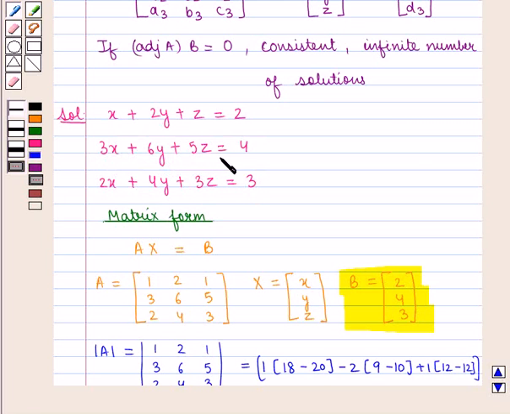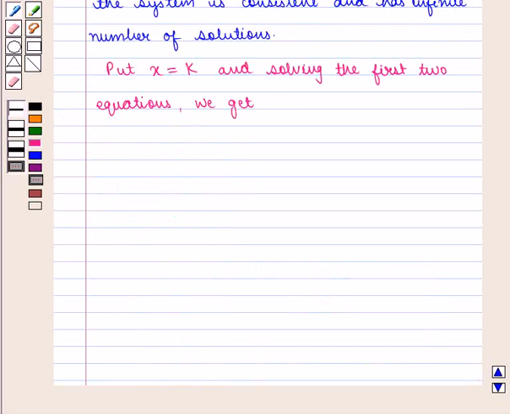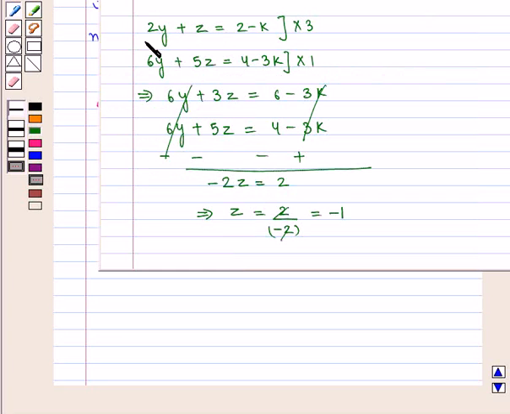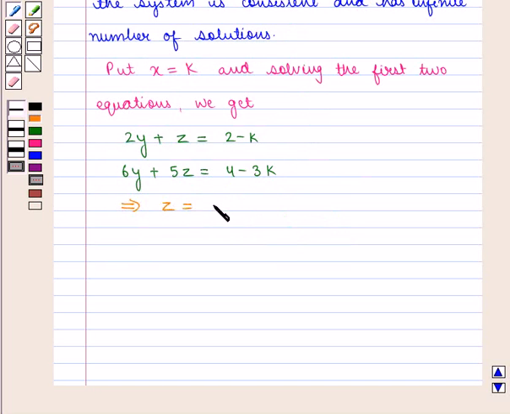3x plus 6y plus 5z is equal to 4, 2x plus 4y plus 3z is equal to 3. If we put x is equal to k and solve any two of the given equations, we get 2y plus z is equal to 2 minus k and 6y plus 5z is equal to 4 minus 3k. Now if we multiply the first equation by 3 and the second equation by 1, we get 6y plus 3z is equal to 6 minus 3k, and the second equation is 6y plus 5z is equal to 4 minus 3k. Now subtracting the second equation from the first equation, we get minus 2z is equal to 2, which implies that z is equal to 2 upon minus 2, which is equal to minus 1. So we get z is equal to minus 1.